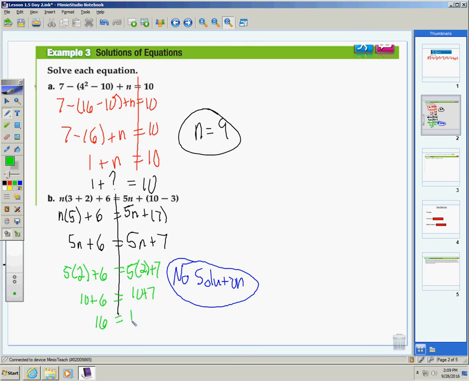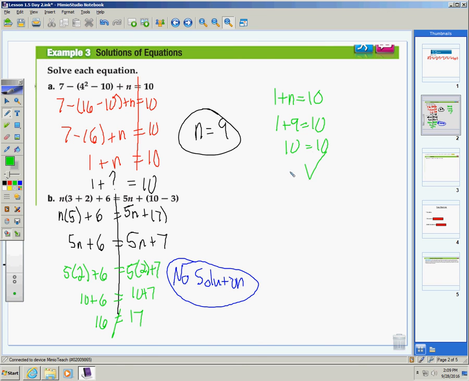Which brings me back to the first problem. A way you can always check your answer is to just plug in for the variable. So how do I know if 9 is a solution? I plug 9 back in. 1 plus 9 is 10. Does 10 equal 10? Yes, it does, which means I must have had the right answer.